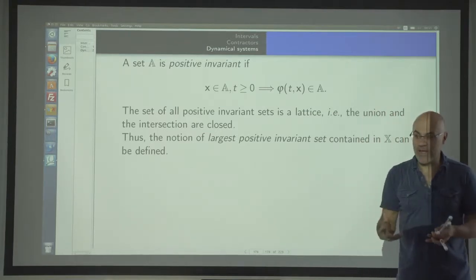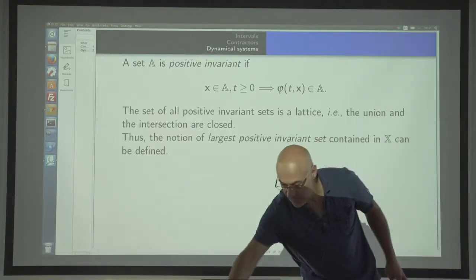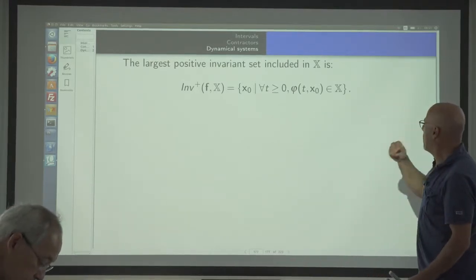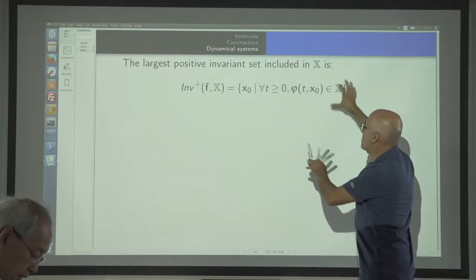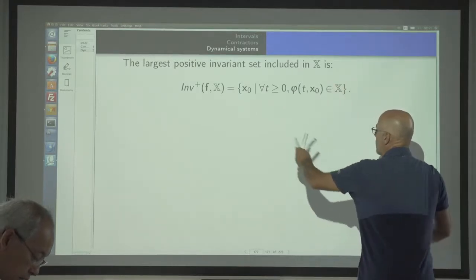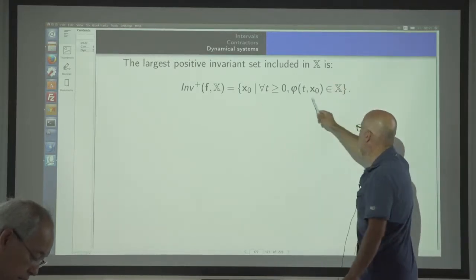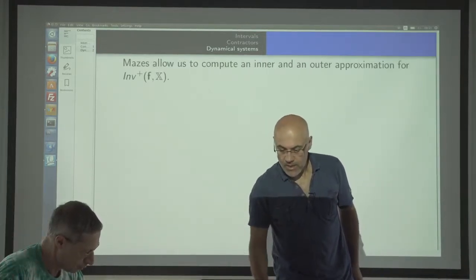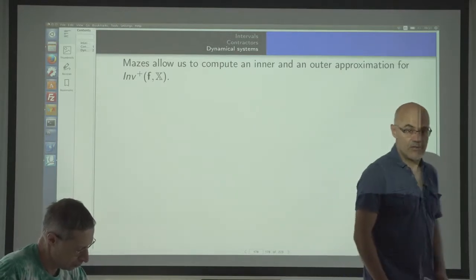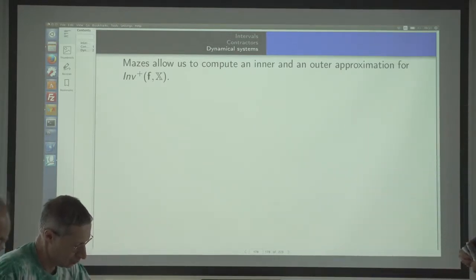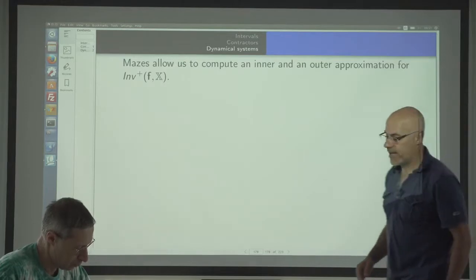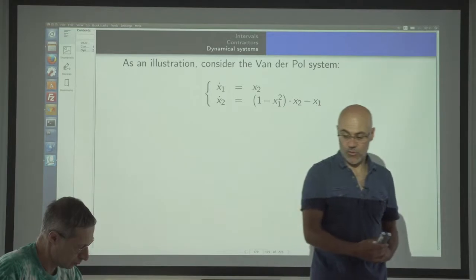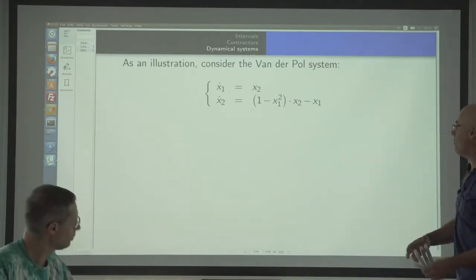I will be able to find some algorithm to find it. So I will explain later. But this largest positive invariant set is the set of all initial conditions so that I will stay in X forever. So we have some tools based on interval analysis, which make it possible to find an inner and an outer approximation for the positive invariant set. So I will give you an explanation here on an example.